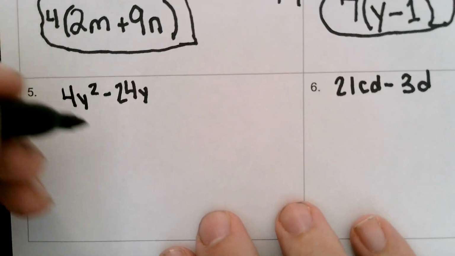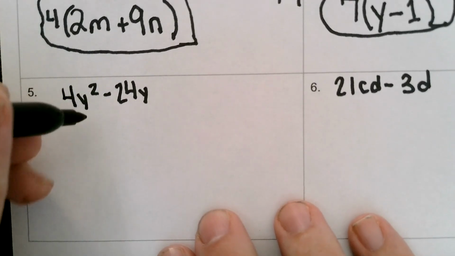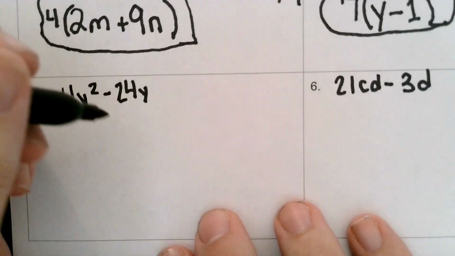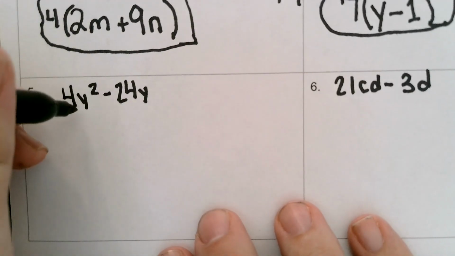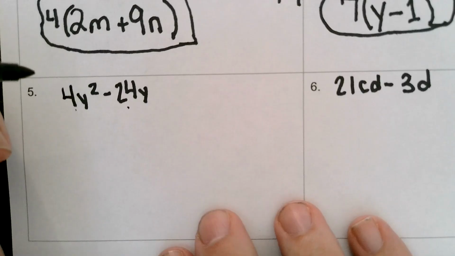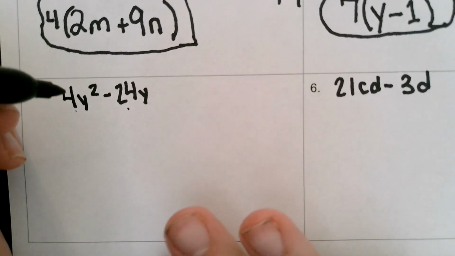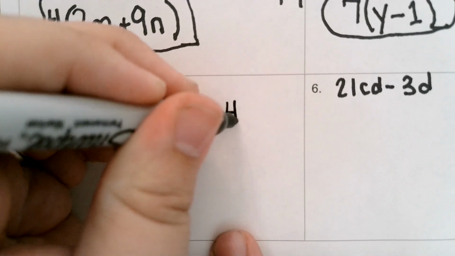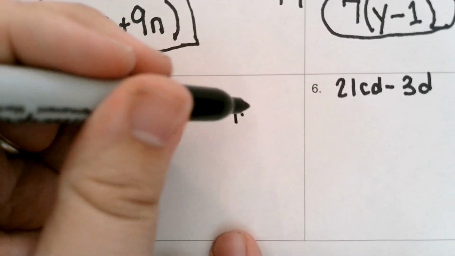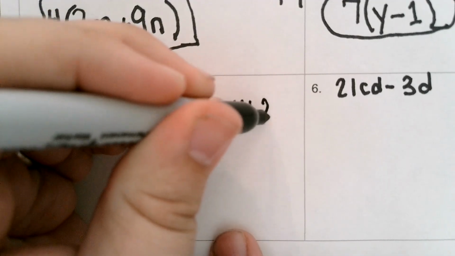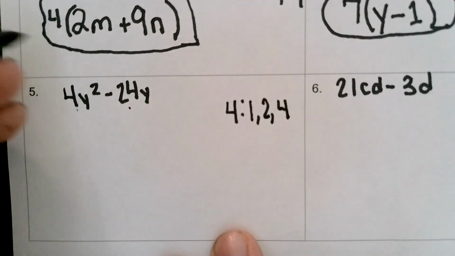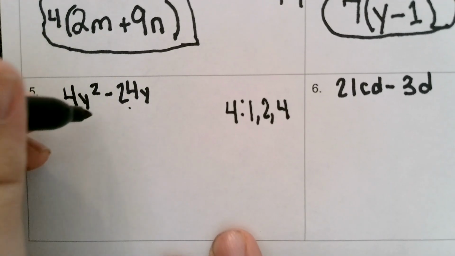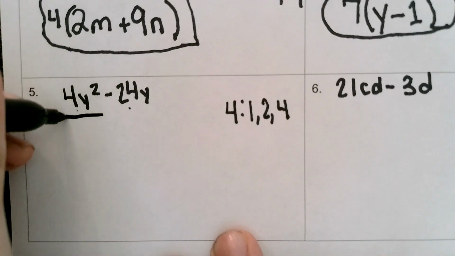All right, so we're going to move on to question 5. 4y squared minus 24y. So this is still the same process that we used at the start. We're going to take our two numbers. We have 4 and 24. And we're going to find the greatest common factor of those two numbers. Okay? So I'm going to take my smaller number, which is 4. What numbers divide evenly into 4? Well, we have 1, 2, and 4. Does 4 go into 24? Yes. Okay? So we're definitely dividing both by 4.